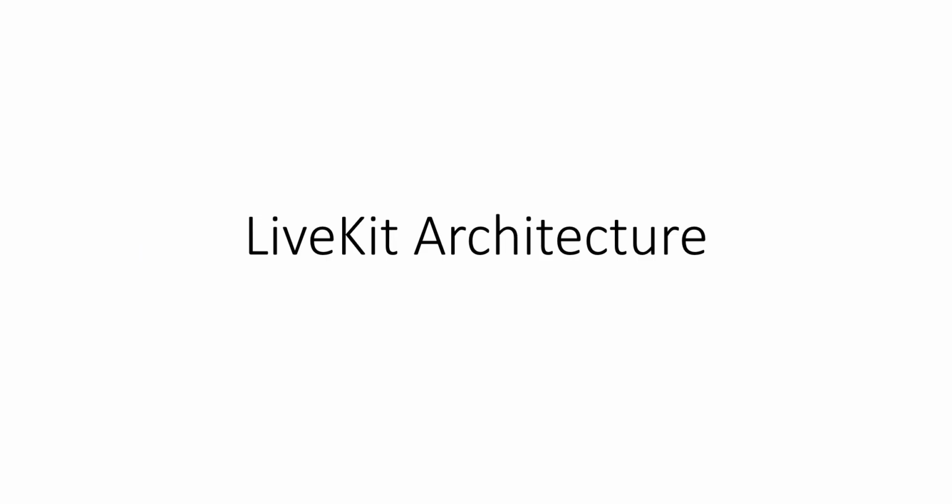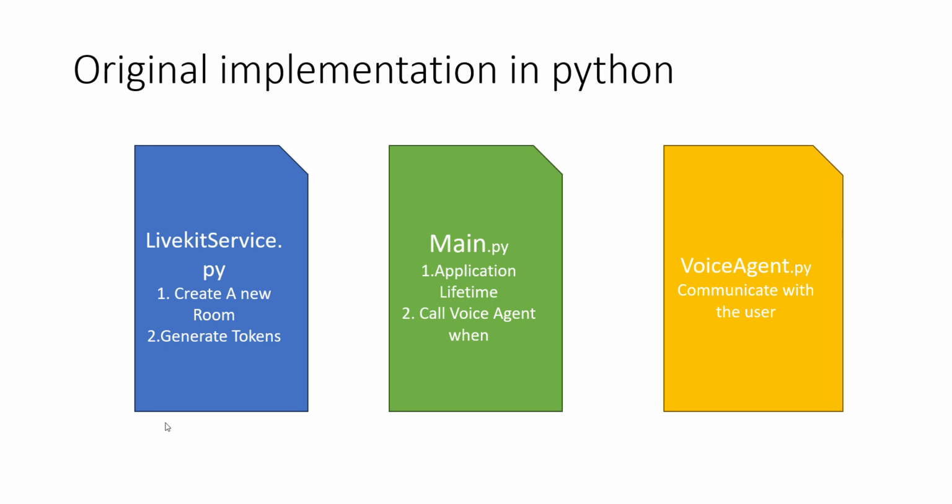problem with the architecture. So just to show how our original implementation was, we had three primary files in our application. One is the main.py, which included our backend logic. The other one was the voice agent, which would actually communicate with the user, and the other one was the Livekit service. Livekit service would create a new room and it would generate tokens for the voice agent to connect to. So this was working fine. The main application would call upon the voice agent once the user enters the room, and then the voice agent would start communicating.